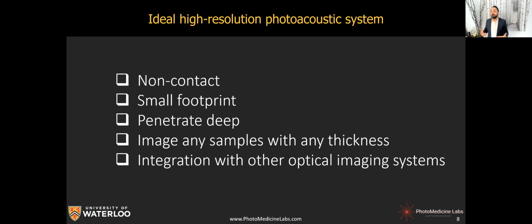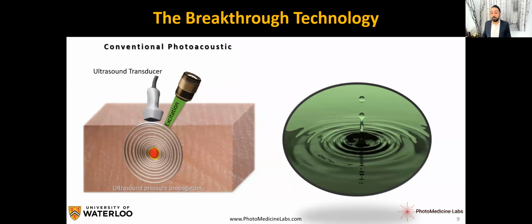If we have that, now we can easily integrate our technology with other optical imaging techniques out there. For example, optical coherence tomography, fluorescence microscopy, Raman microscopy, and other modalities out there, which can add a lot of benefit, provide us with basically complementary imaging contrast.